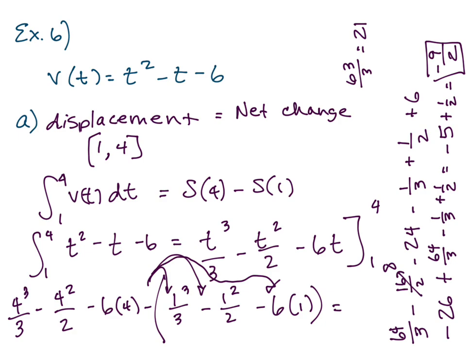Okay, so this tells me that my displacement came out at negative 9/2 or negative 4.5 meters. It is measured in meters. Negative 4.5 meters. So what does that tell me? There was more under the graph than there was above.